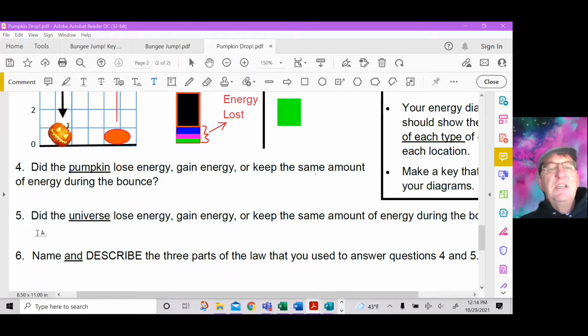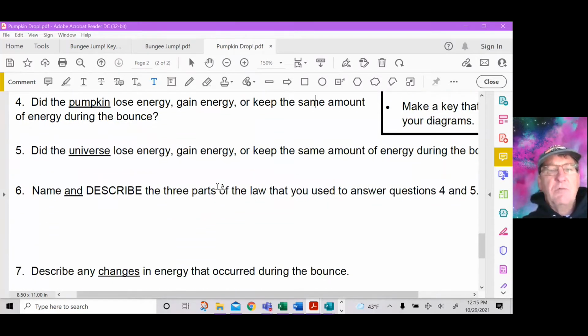Number 5, did the universe lose, gain, or keep the same amount of energy during the bounce? If the universe lost energy, that would mean energy was destroyed. If the universe gained energy, that means energy was created. If it kept the same amount of energy, that means energy was conserved. What do you think?